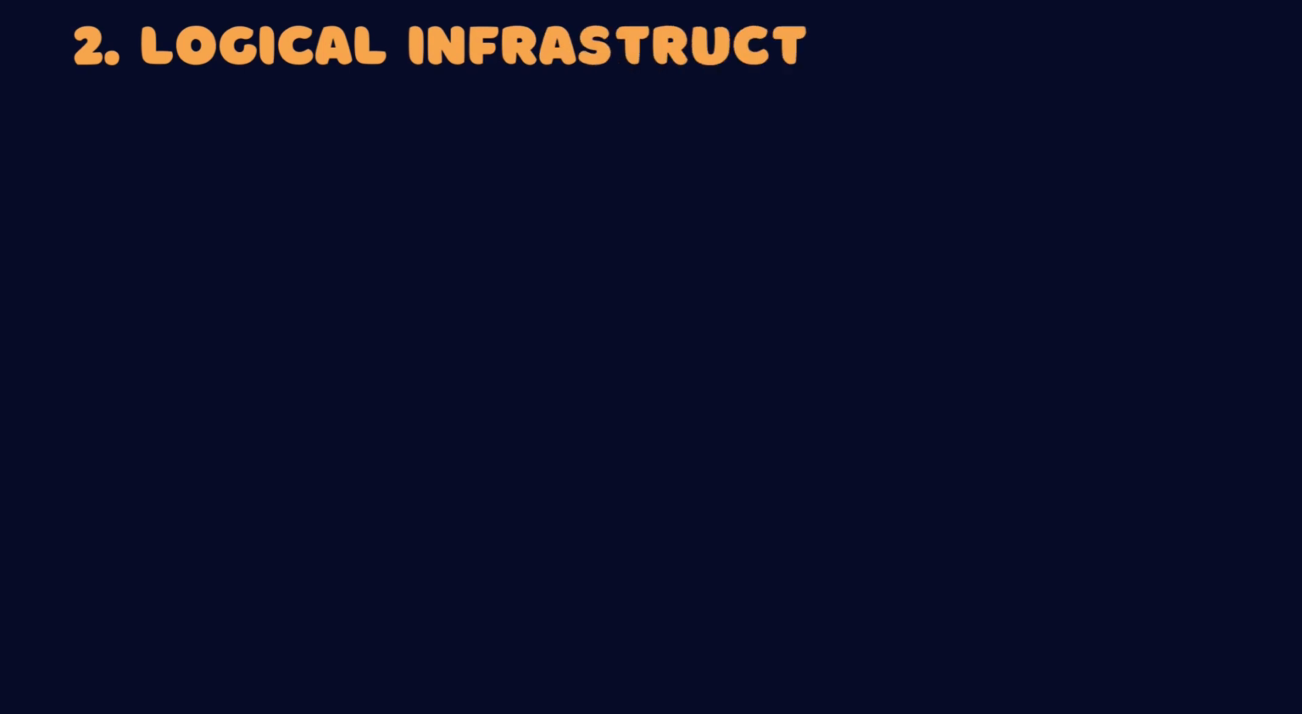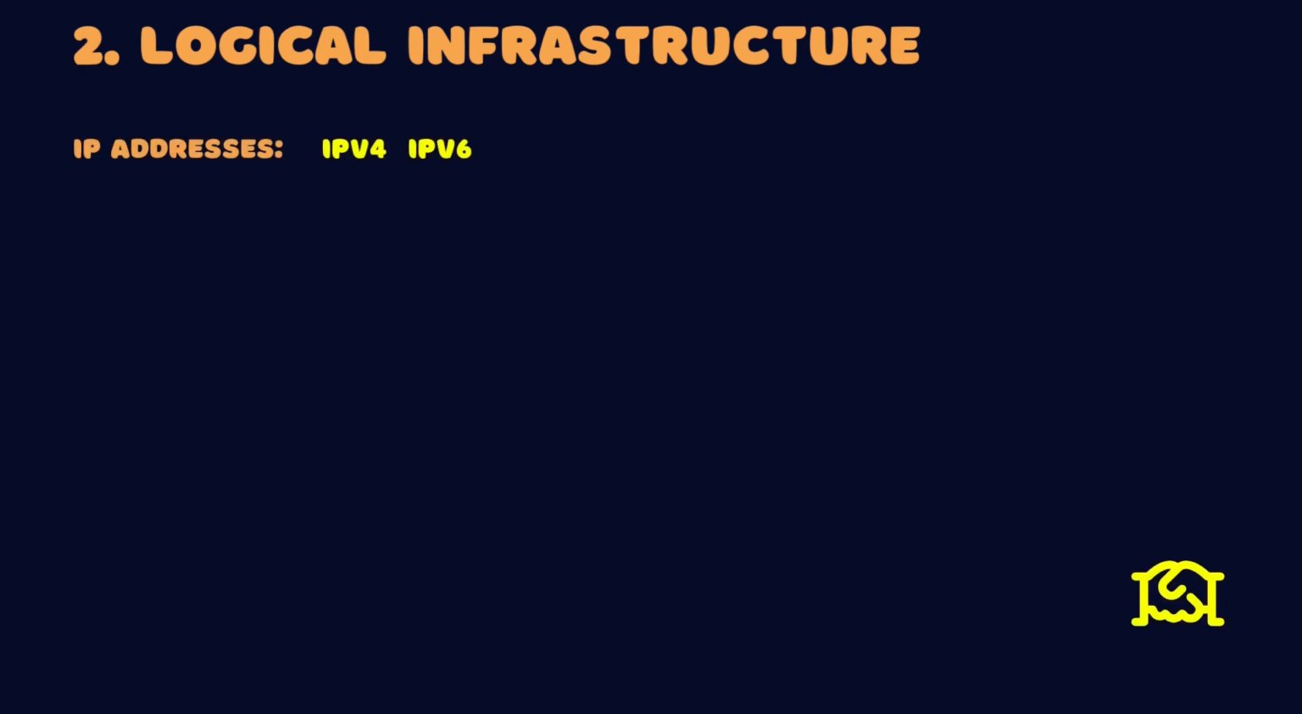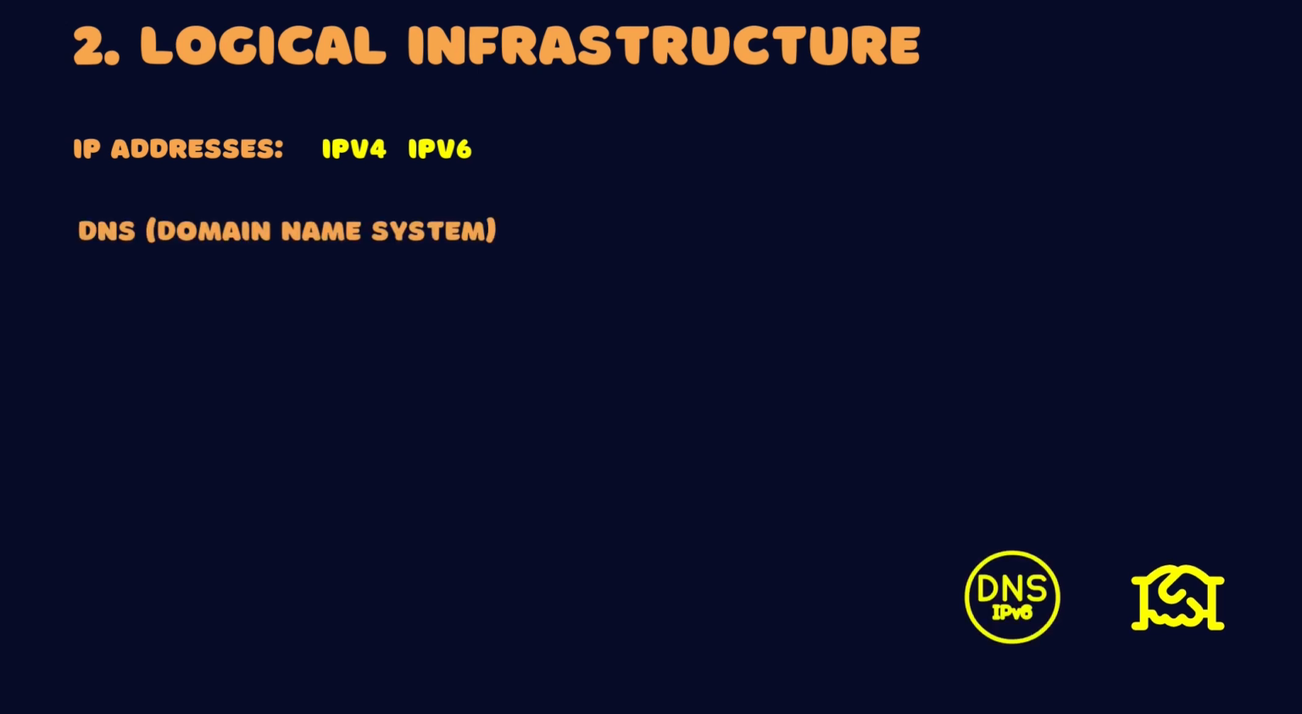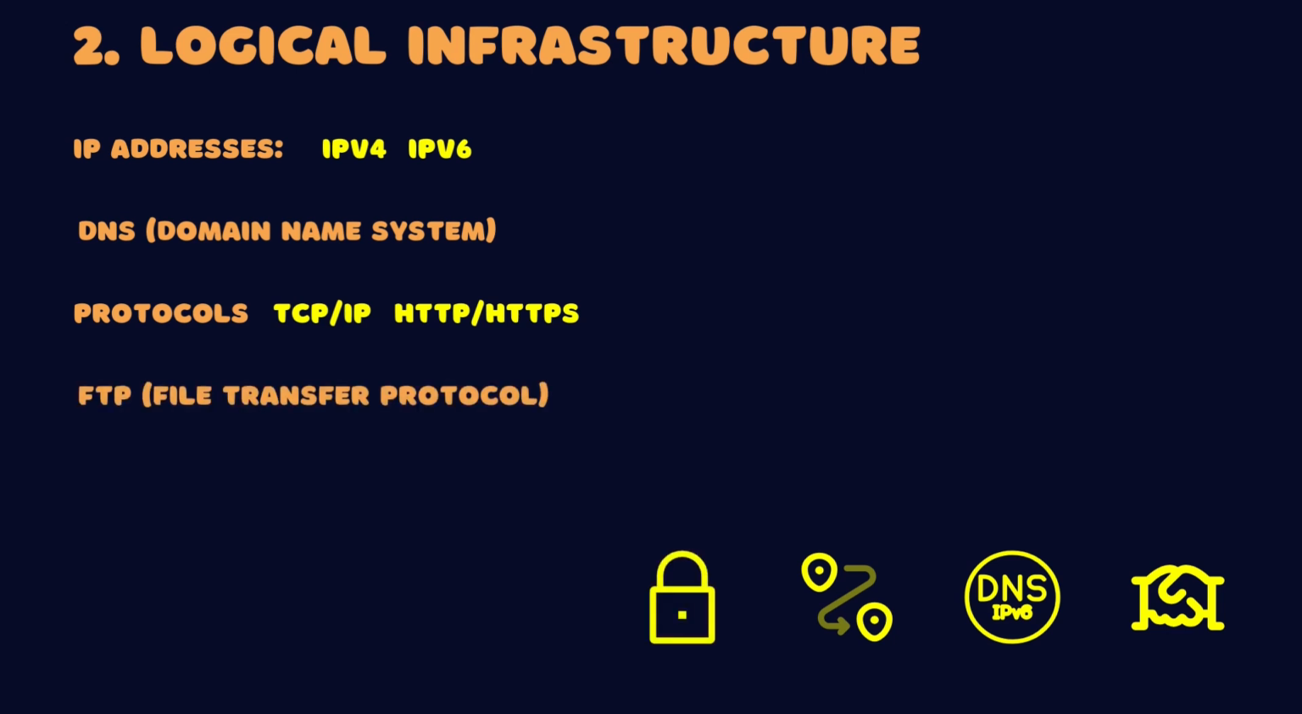Second, we have logical infrastructure. These are the systems and protocols that enable communication and functionality. We have IP addresses like IPv4 and IPv6, and DNS, domain name system, and protocols like the TCP/IP protocol, HTTP, HTTPS, and FTP, file transfer protocol. Then we have routing tables.